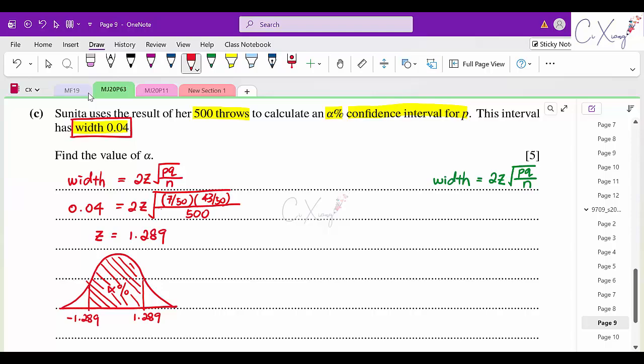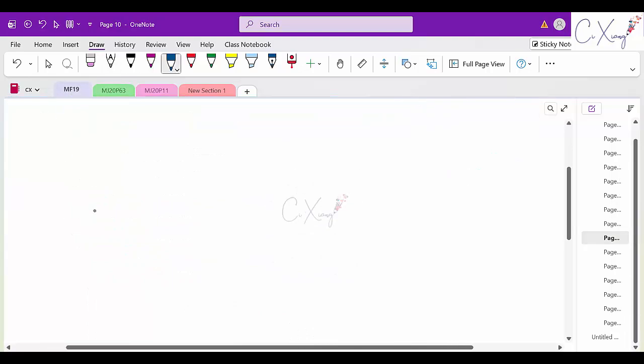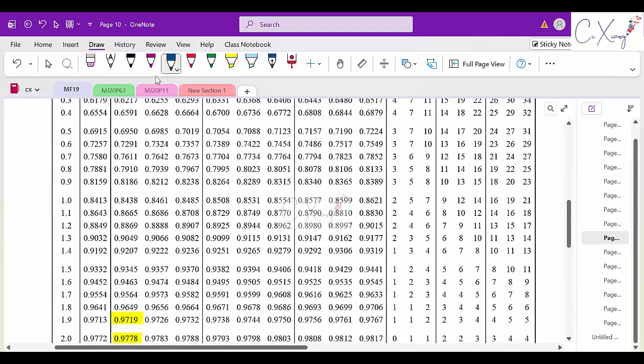Then how can I get the alpha? I realized that it will be easier if I first find this blue colour area. So this particular blue colour area, if I write it out in symbol form, is the probability of z greater than 1.289. Agree? I want to find the blue area on the right hand side of z, so more than 1.289. Then I have to take 1 minus, where is the 1.289? Refer to the table. 1.2.